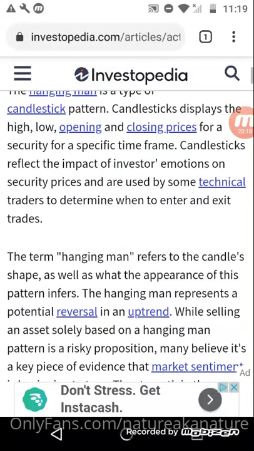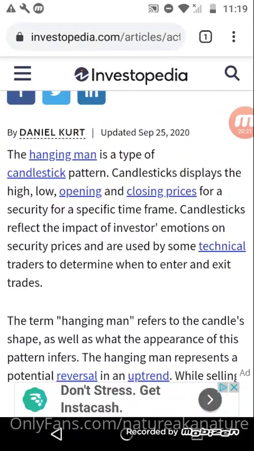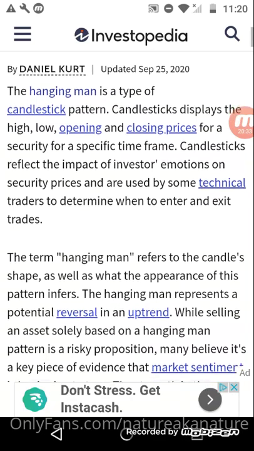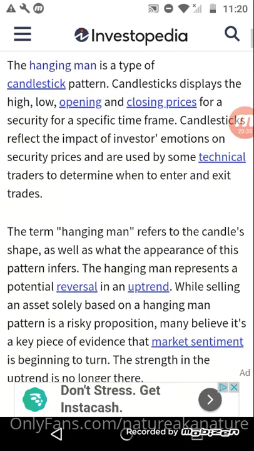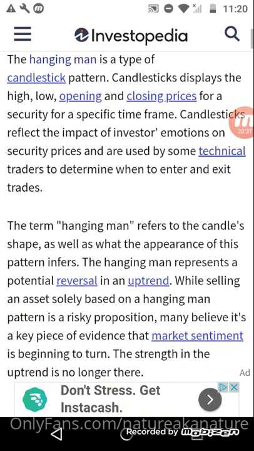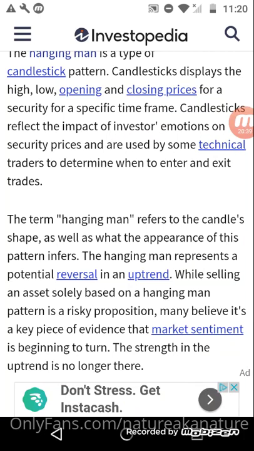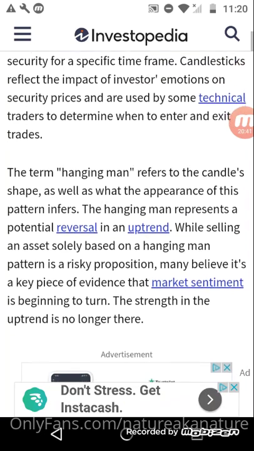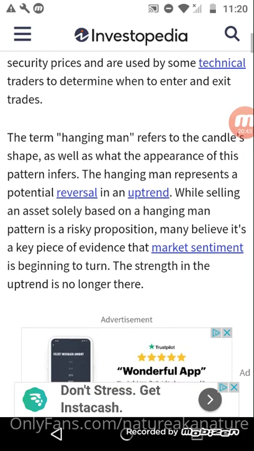Candlesticks reflect the impact of investors' emotions on security prices and are used by some technical traders to determine when to enter and exit trades. The term hanging man refers to the candle shape as well as what appears on this pattern infers. Trading an asset solely based on the hanging man pattern is a risky proposition. Many believe we have to wait to see some more confirmation.